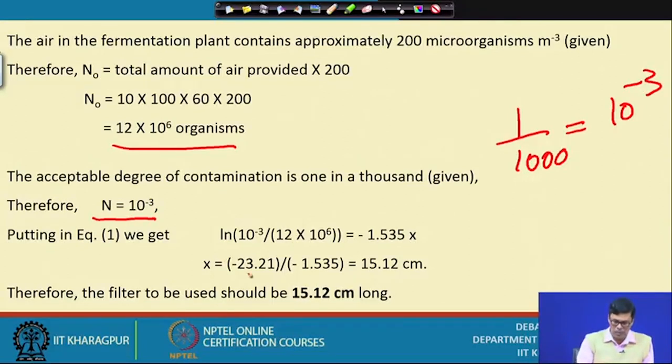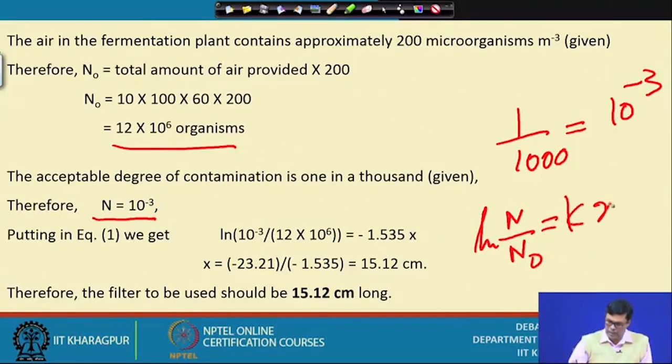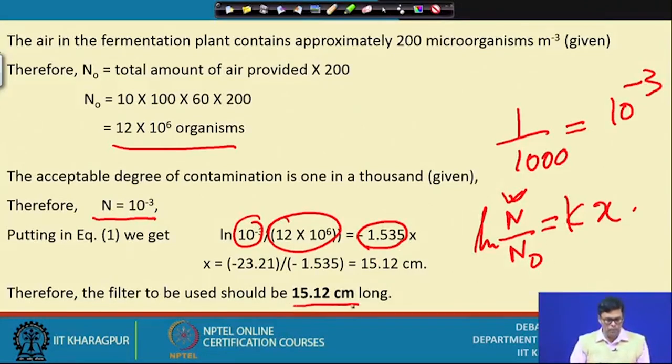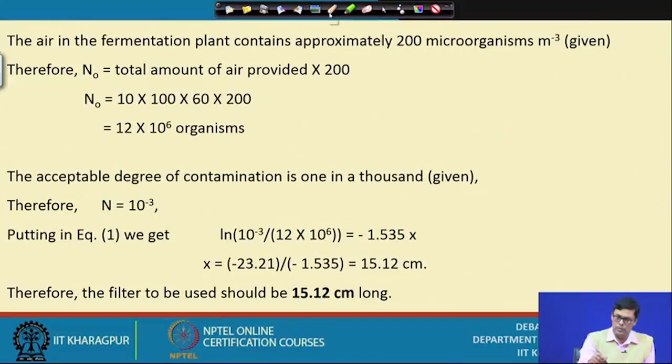So what is the formula? ln N by N0 equals k into x. Now the N value we already know: 10 to the power minus 3, which we put here. This is the total number, this is N0, and this is the k value. So we can easily find out what the length of the filter should be. We can use this 15.12; it is not very difficult, you can easily do that.